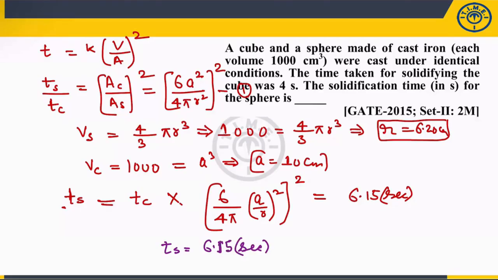Okay. So in this problem, they have asked the cube and sphere. Next time they can ask for the sphere and cube, or they will give you the volume, and the volume of the cube and sphere will be equal, and maybe they can give you the a by r ratio also. That means the concept will be the same. The solidification time formula you have to use. So whatever the question is, based on that you can calculate the unknown parameter.